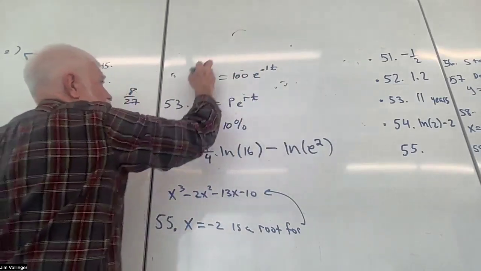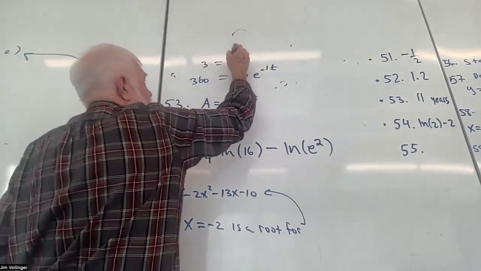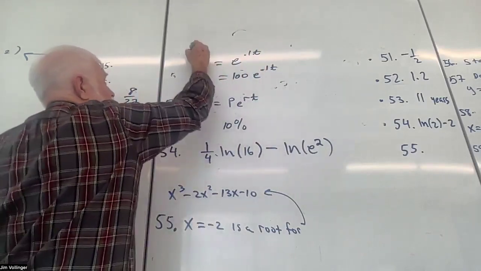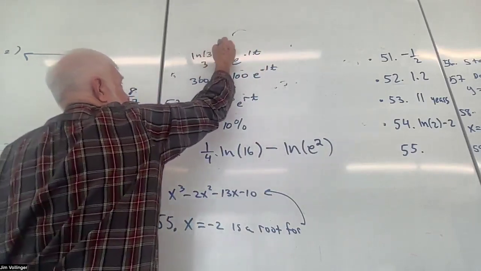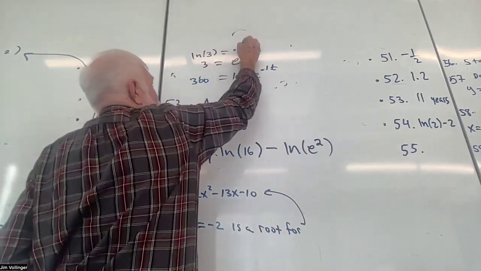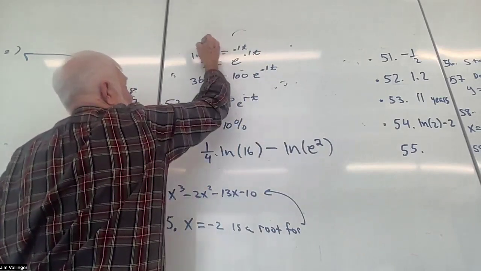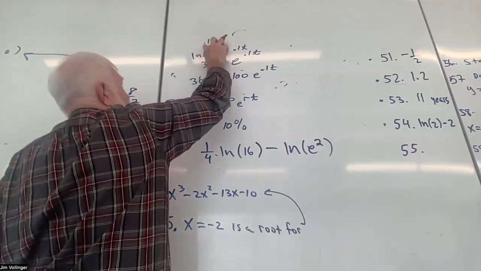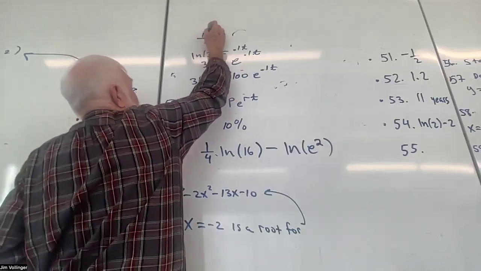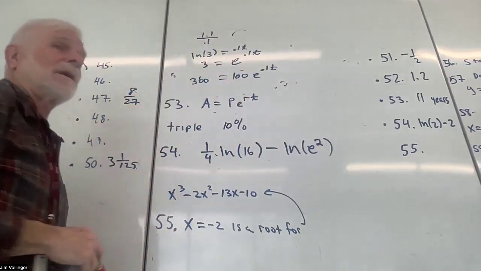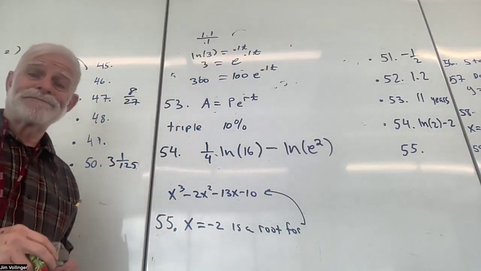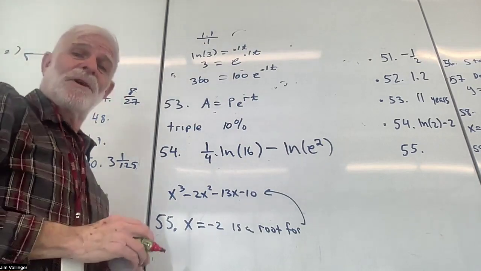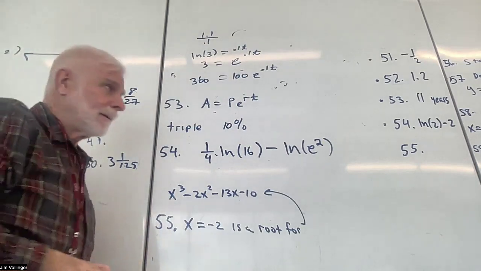So I'm dividing by 100. There's 3. There's e to the 0.1 t. Okay, there's your ln of 3 equals 0.1 t. So I have 1.1 divided by 0.1. I guess I've got to go higher here. 0.1 into 1.1, and I think that goes to 11 times. So 11 years. It's a good interest rate. You get that interest rate anywhere, take it.